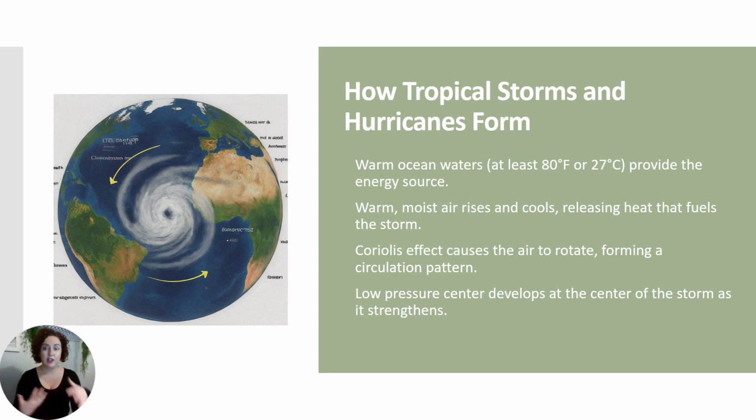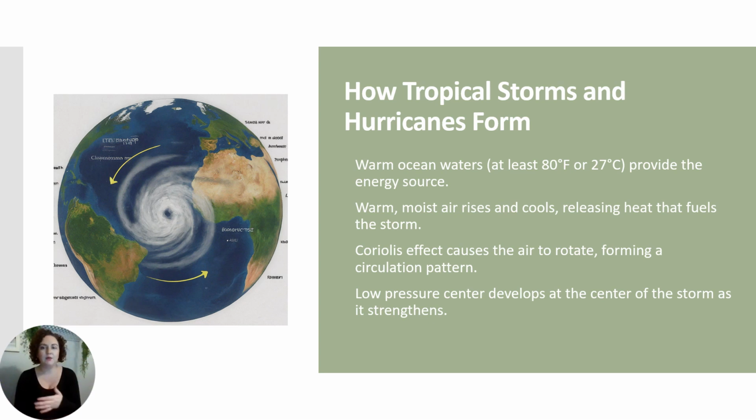Eventually, with enough fuel and energy, you get a low pressure center developing, which is what we call the eye of the hurricane or eye of the storm, where it's actually really calm because everything else is going on around it. But this then has the ability to strengthen the rest of the storm.